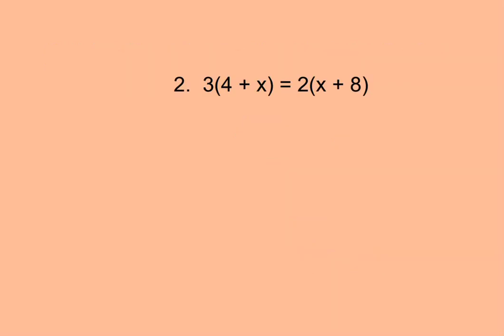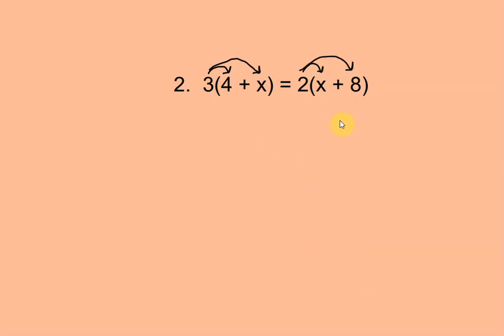In this equation, we have two sets of parentheses, so we need to get rid of both sets of parentheses by distributing whatever is touching the parentheses into the parentheses. So this 3 is going to be distributed to the 4 and the x. The 2 will be distributed to this x and this 8.